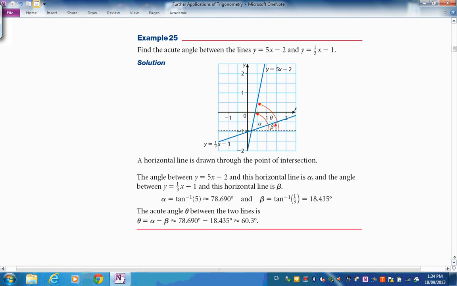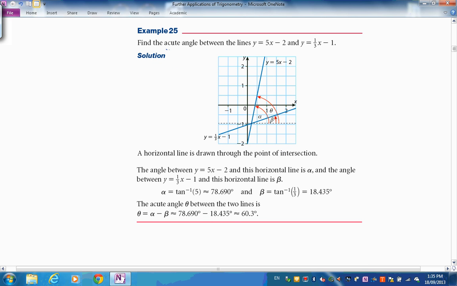Here's another one. Find the acute angle between the lines y equals 5x take 2 and y equals a third x take 1. Right, 5x take 2 is a fairly steep line, going through at negative 2, slope of 5, and y equals a third x take 1, going through at negative 1 with a slope of a third, a less steep line. Well, first of all, the easiest way of looking at this is to go down to their point of intersection, there it is there, and to draw a horizontal line.